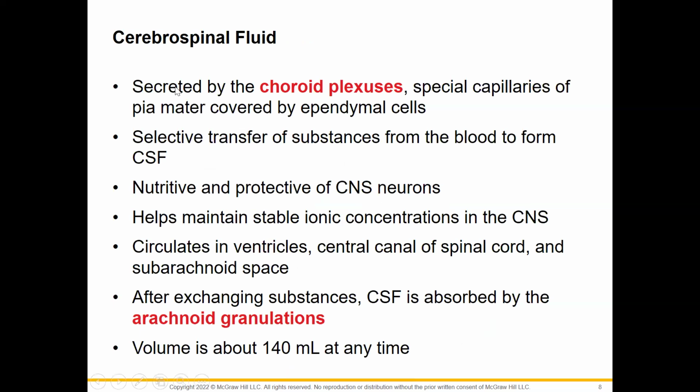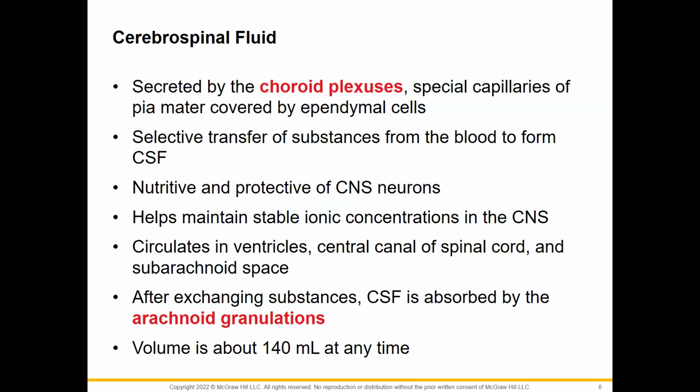Cerebrospinal fluid is secreted by choroid plexuses. The singular is choroid plexus, but because it's more than one, it's the choroid plexuses. These are special capillaries of the pia mater that are covered in ependymal cells.